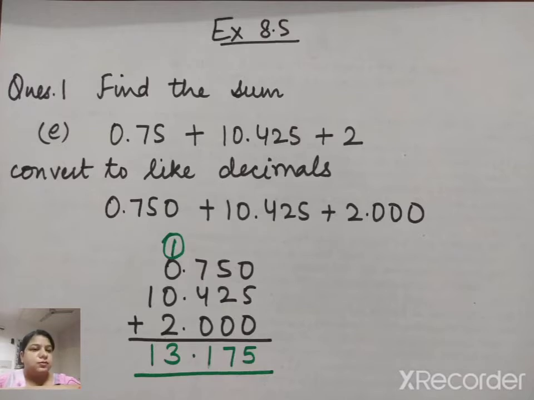So first of all, you can convert it into like decimals, or as we have done earlier, you can line up all the decimals and put zeros. You already know what like decimals are, the decimals whose places are the same, right? So here the maximum number of places is in 10.425. So we will convert all the decimals like this only. It is maximum at the thousandths place.